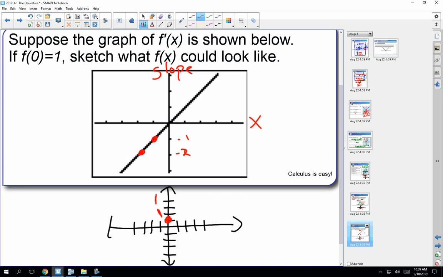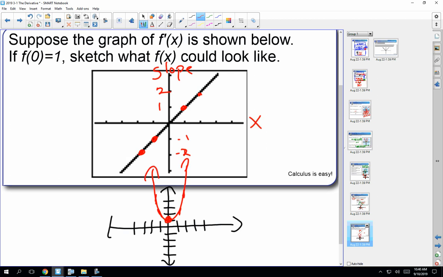What does that sound like? Negative, zero, positive, right? So if you look at it big picture first, it might help you have a better idea. What about at x equals 1? What's the slope here? 1. And then at x equals 2, it's getting even steeper. So I have a parabola that looks like that.